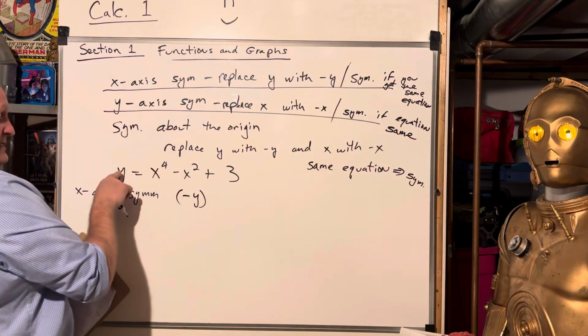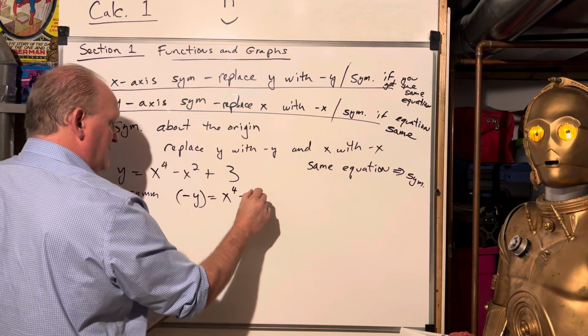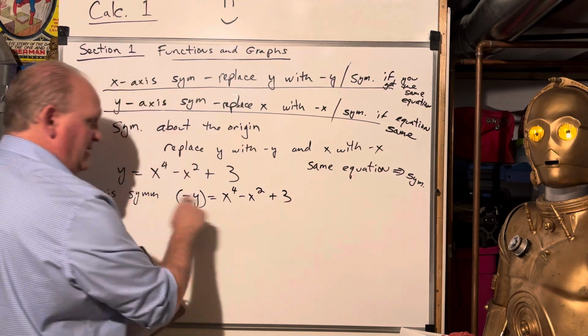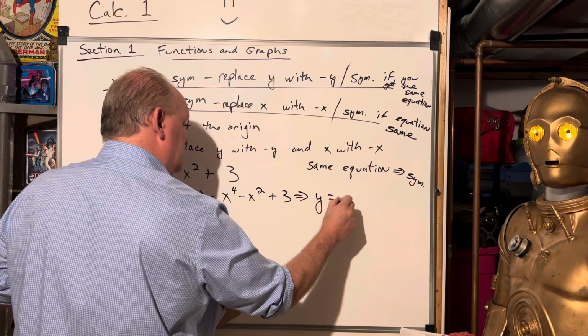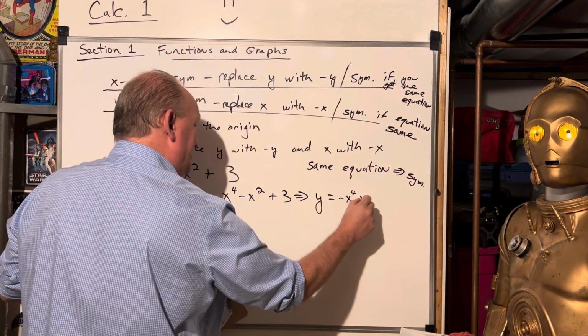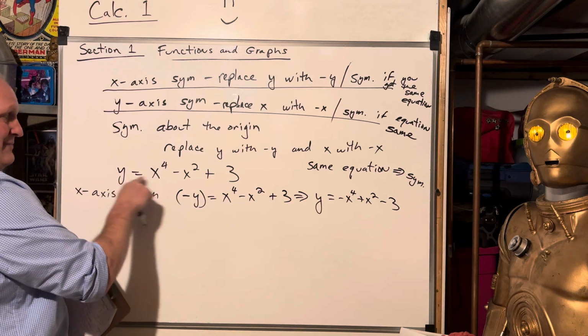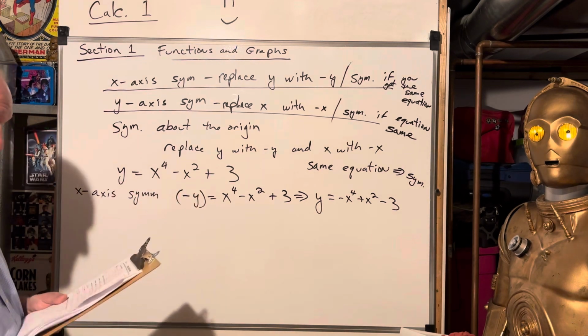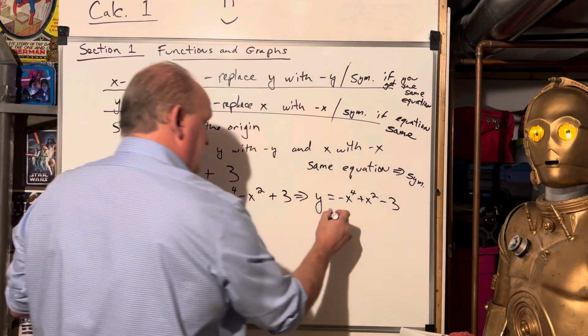So I'm replacing this with negative y, and that's not going to be the same, because now I could multiply both sides by negative 1, and I end up with y is equal to negative x to the fourth plus x squared minus 3. That is not the same as this. It is the opposite. And so it's not symmetric about x.